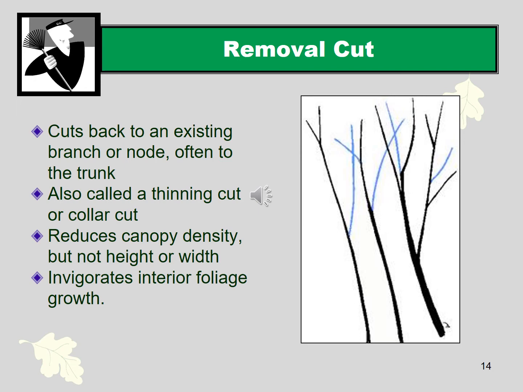A removal cut cuts it back all the way to the trunk usually. You're removing large branches. Maybe there's too many of them sticking up one way. It can be used to reduce the canopy, but not the height, because some are still left just as tall, or the width. Some are still left just as wide. And it can invigorate interior foliage growth, also called a thinning cut or collar cut.